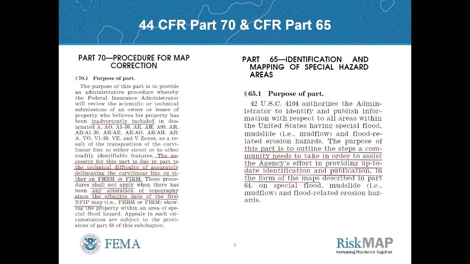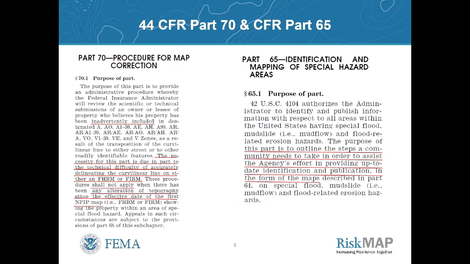So here are the excerpts from Part 65 and 70. Part 70 is the procedure for map correction, which is the basis for the LOMA process. The purpose of the part is to provide an administrative procedure that outlines how an interested party can submit data to demonstrate an inadvertent inclusion of a structure or a property in the mapped special flood hazard area.